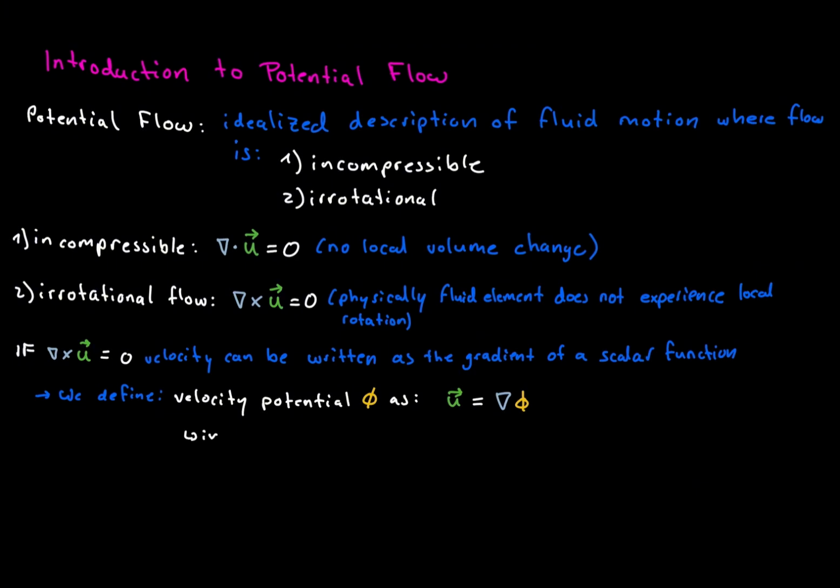In Cartesian coordinates, this means the x velocity component equals the derivative of phi with respect to x. The y velocity component equals the derivative of phi with respect to y. And the z velocity component equals the derivative of phi with respect to z.